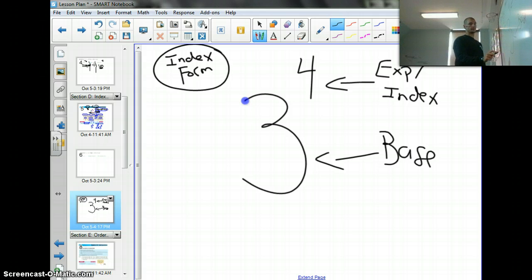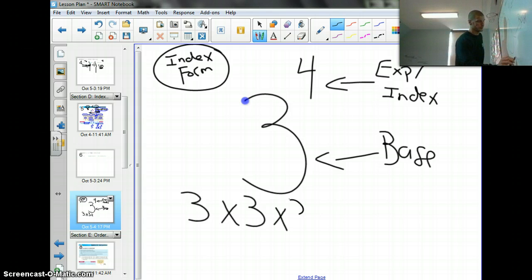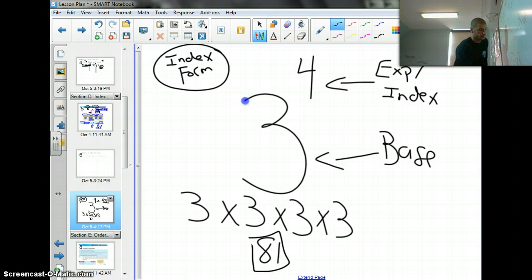If you want to write this in factorized form, remember factorize is just making it longer and multiplying it. So it'd be 3 times 3 times 3 times 3, 4 times. And if you want to put it as a natural number, or just an answer, it's going to be 3 times 3, which is 9, times 3, which is 27, times 3 again, which is 81. So that would have been your answer for this question. Just a little recap.